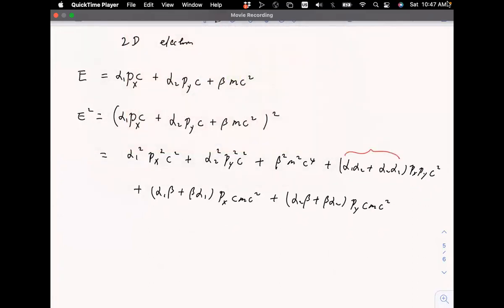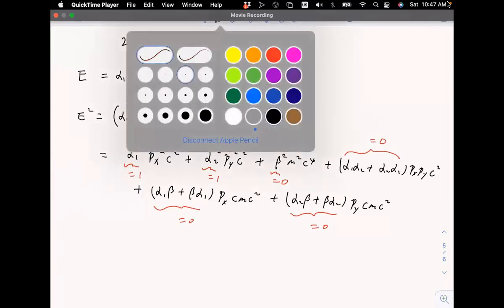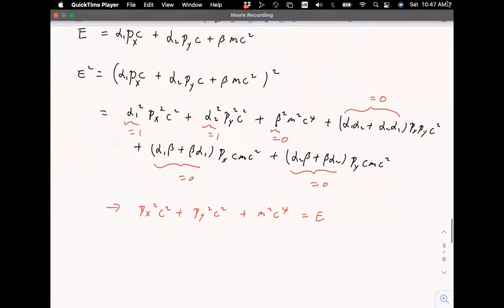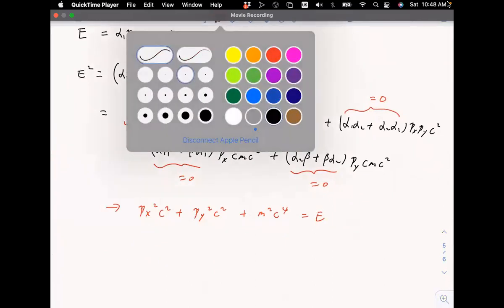You want this to be 0, and you want this to be 1. You want that to happen so that you can go back to the original one. So if this happens, then you have px square, py square, and then m4. You go back to the original dispersion. Then you need to find some matrices to make this happen, and the answer is also very simple.